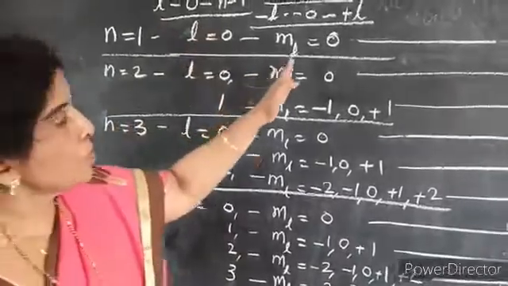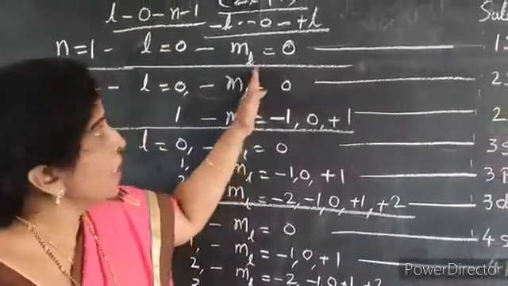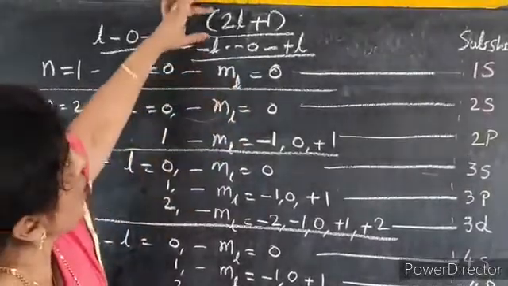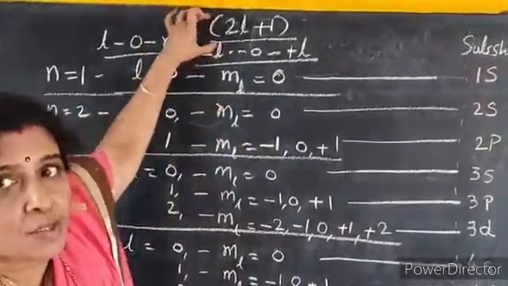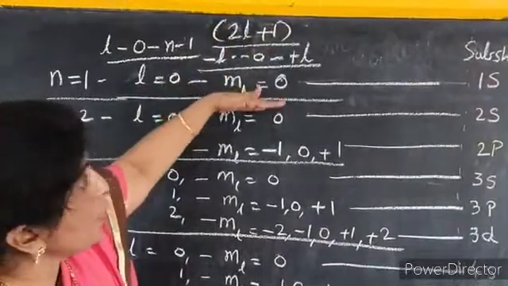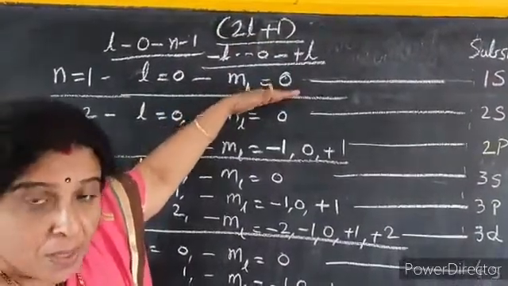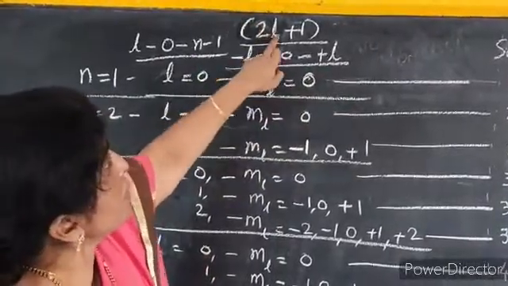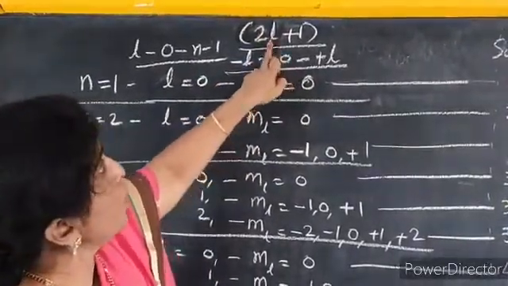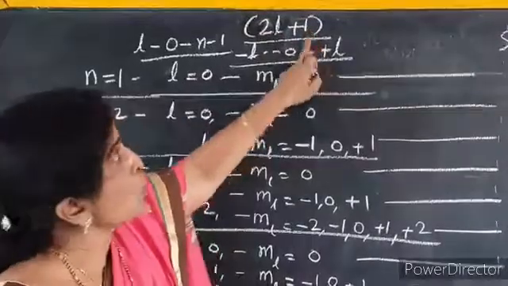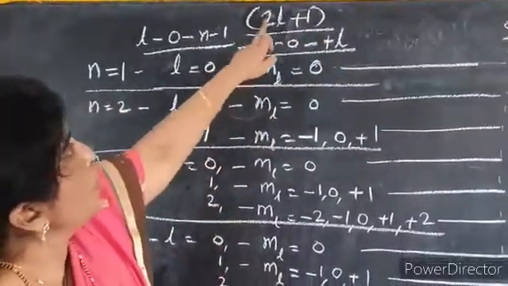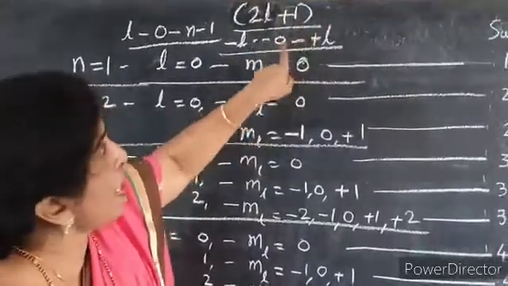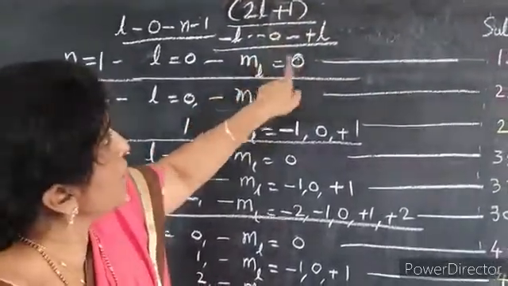The next quantum number is the magnetic quantum number. It is represented by the letter ml. Here you have to apply two formulas to calculate the total number of magnetic quantum numbers and what they are. For a particular L value, you have to apply the formula 2L plus 1. So when L is equal to 0, 2 into 0 plus 1, which is 1. What is that 1 value? It is 0. So ml is 0.